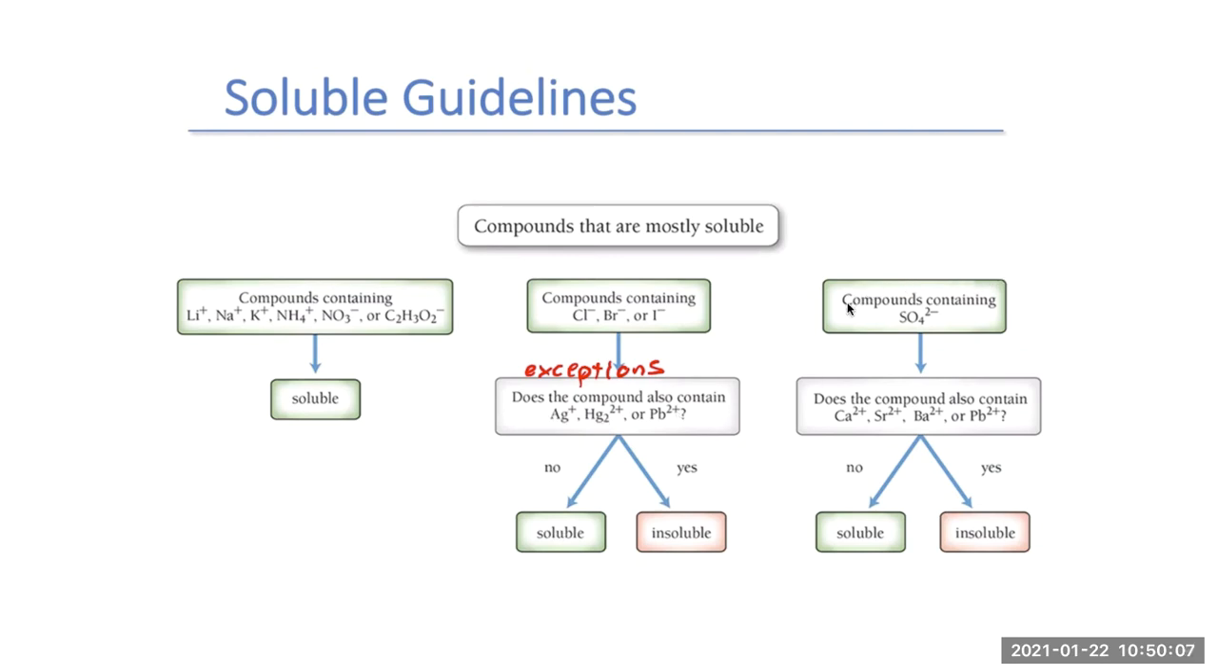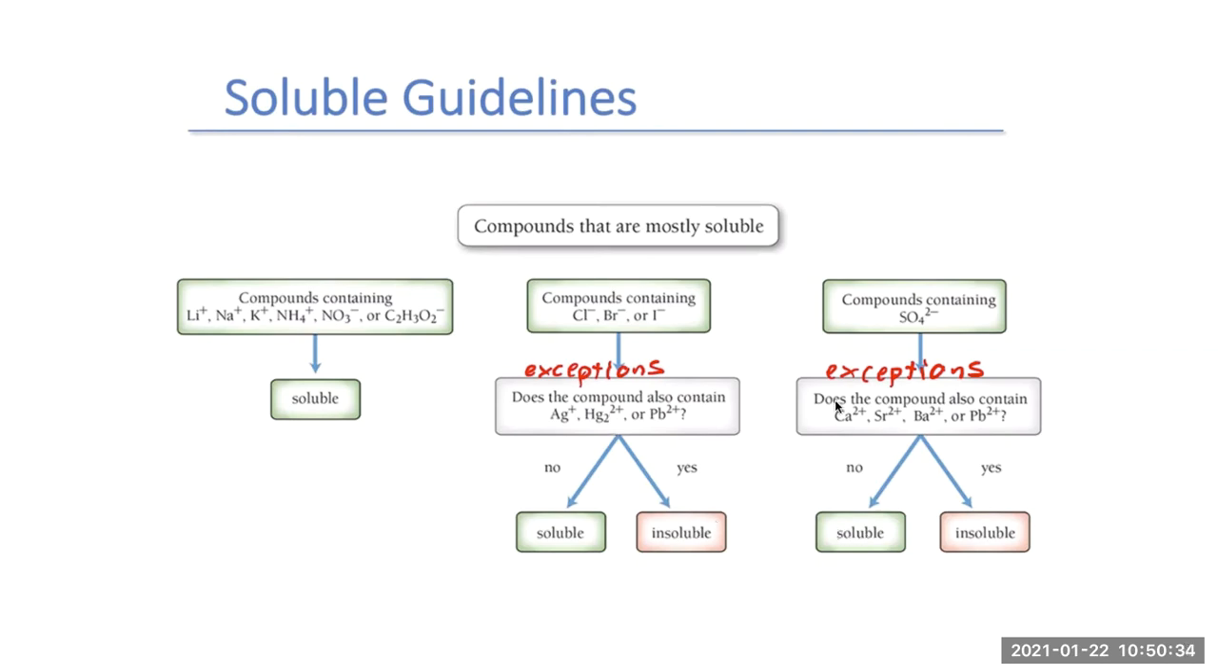And then next we have our compounds containing sulfates. If it's a sulfate, it's usually soluble, unless it has calcium, strontium, barium, or lead. These are our exceptions. So again, if you have lead sulfate, that would be insoluble. But if you had iron sulfate, that would be soluble.